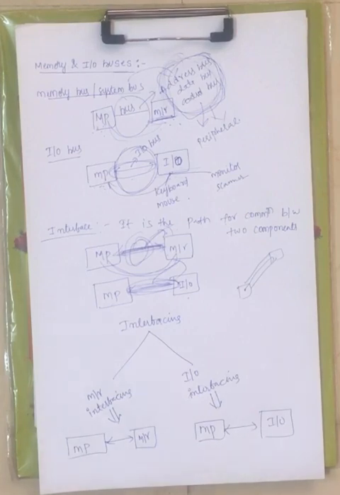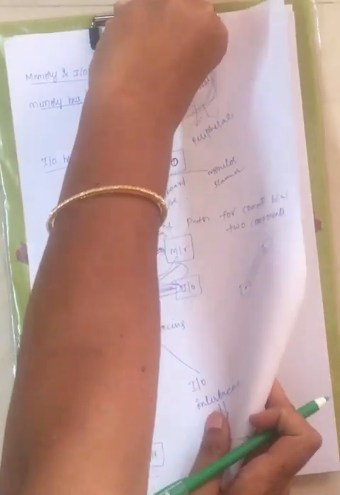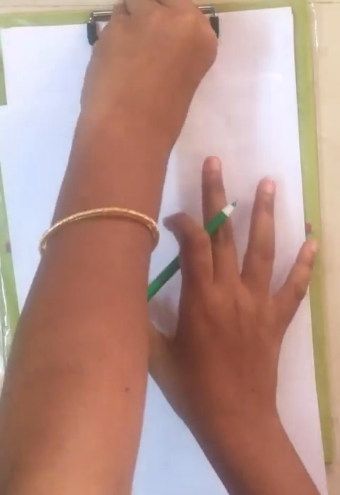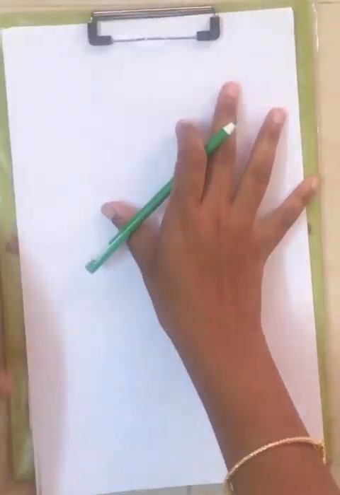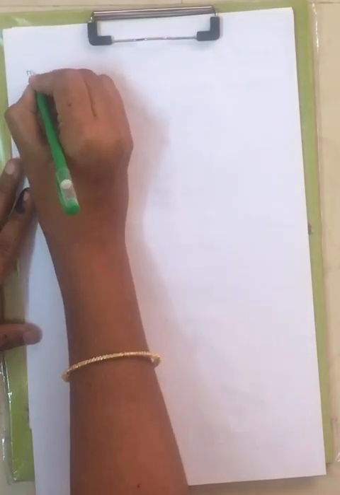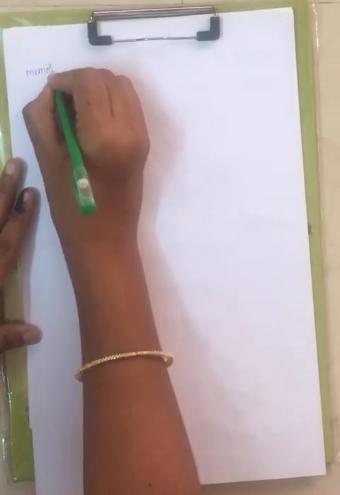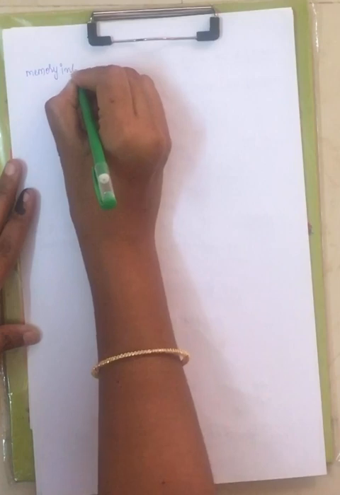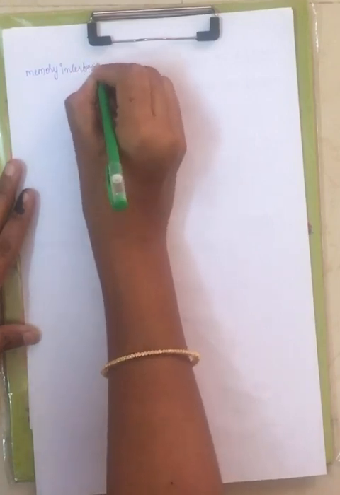Under memory interfacing, you are connecting the microprocessor with the external memory. Under IO interfacing, you are interfacing your microprocessor with the IO devices such as keyboard or mouse or scanner or monitor, right? Now this is about the basic explanation. Now let us go for memory interfacing. Now why is this required?